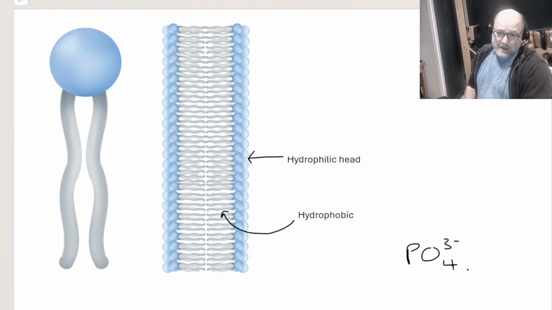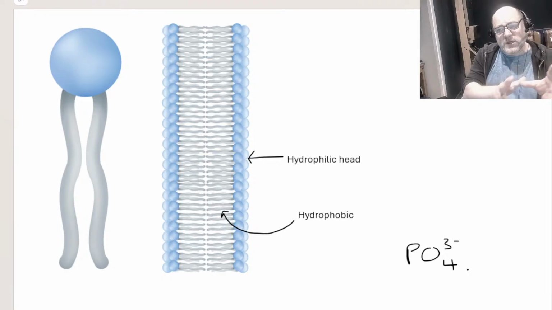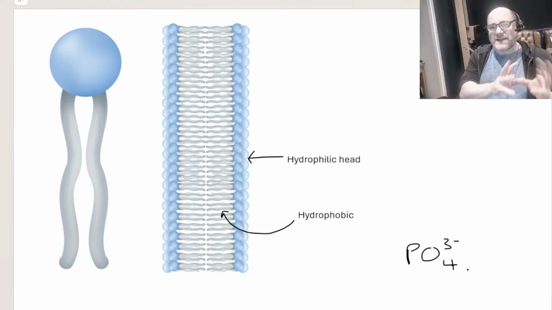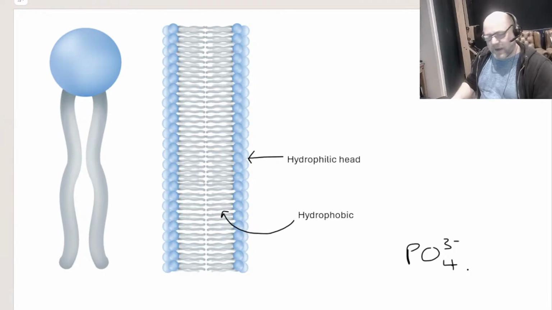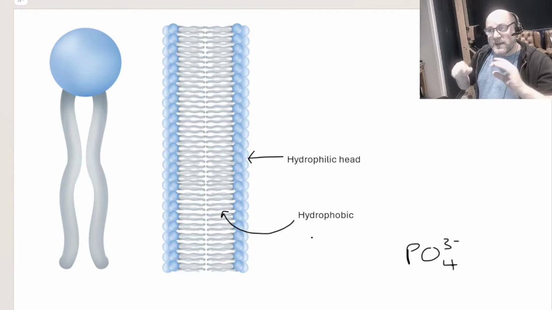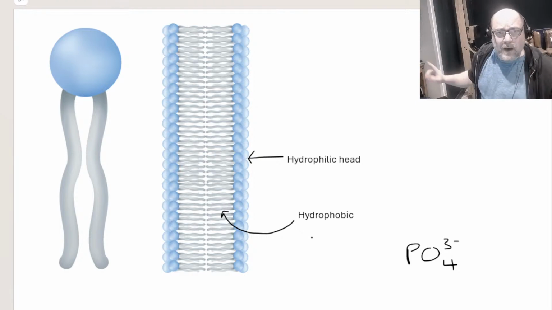Plus 5, what's that? Minus 8? Yeah, that's right. So PO4 3 minus, so that's charged. The phosphate group means that the head is charged. It's going to be attracted to the hydrogen in the water molecule, right? So it's going to be attracted to hydrogen. The tail is hydrophobic.